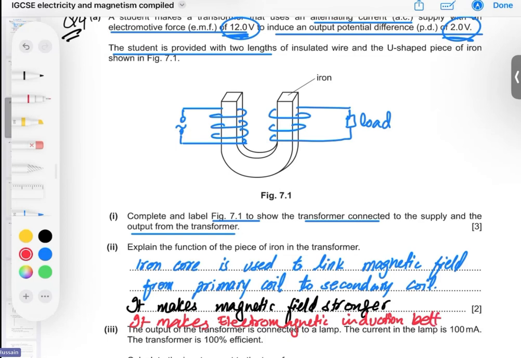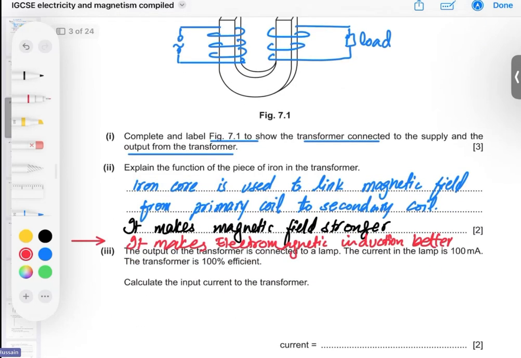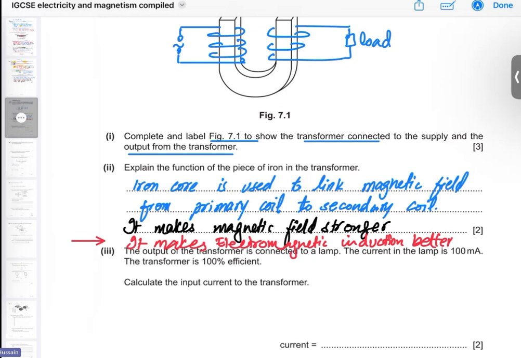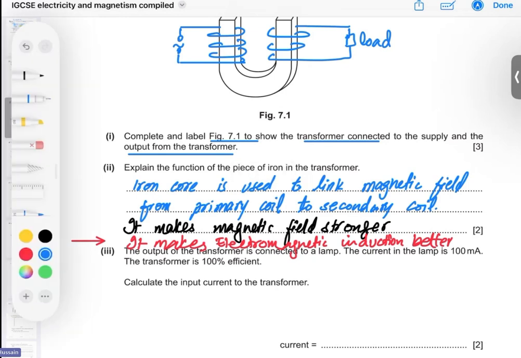The examiner tip here is that don't worry if your line exceeds. You can write an extra line here. Okay, so the output of the transformer is connected to a lamp. Current in the lamp is 100 milliamperes. Transformer is 100% efficient. Calculate the input current to the transformer. Whenever it's milli, 100 milli means 100 divided by 1000. So it makes it 0.1 amperes.